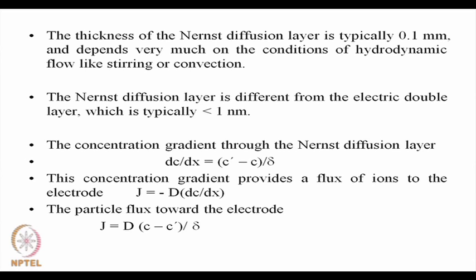Okay. And this Nernst diffusion layer should not be confused with the electrical double layer. Actually, the electrical double layer is even less than a nanometer, maybe molecular or atomic diameter thickness, I mean less than a nanometer.